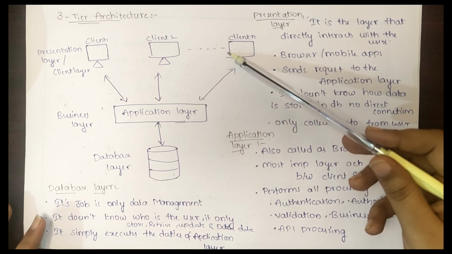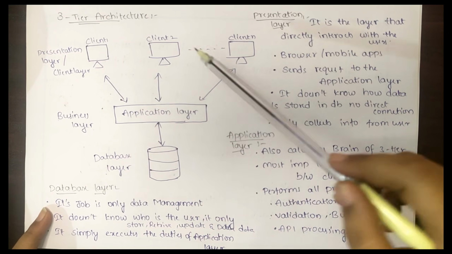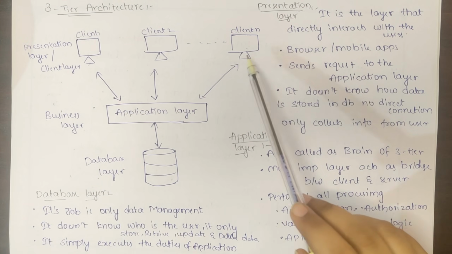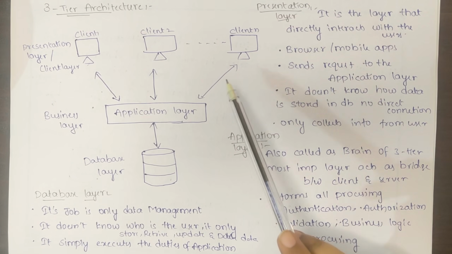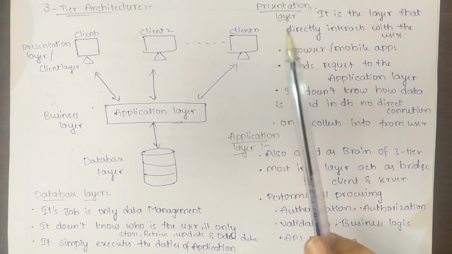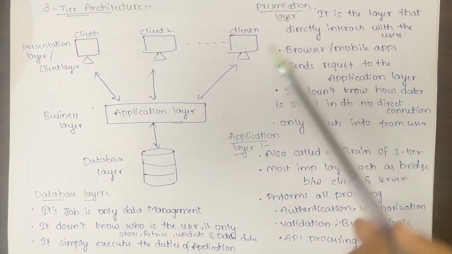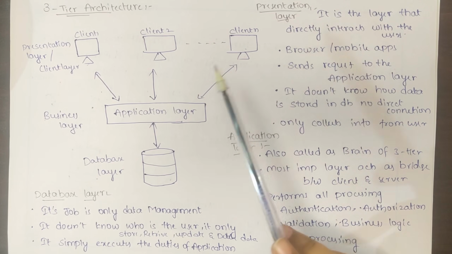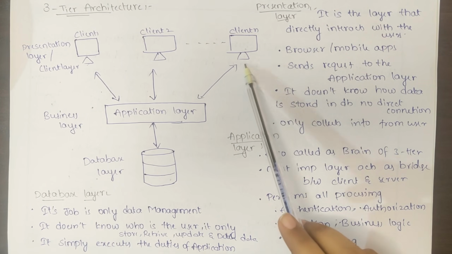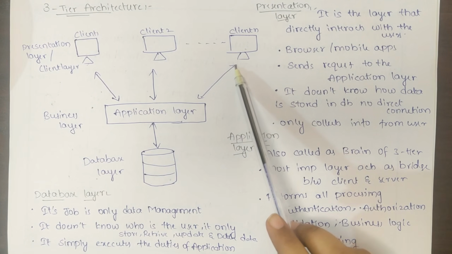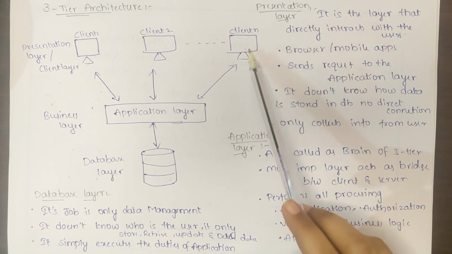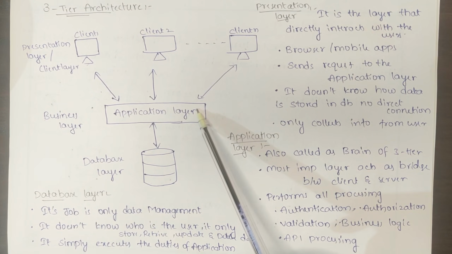Because three-tier architecture has three layers, as the name mentions. This is called the presentation layer or client layer. It is simply like the user interface. Whatever the user sees on the screen belongs to this layer, like browser, mobile apps, etc. But this layer doesn't know where the database is actually stored. It only collects the data or information from the user and passes it to the application layer.